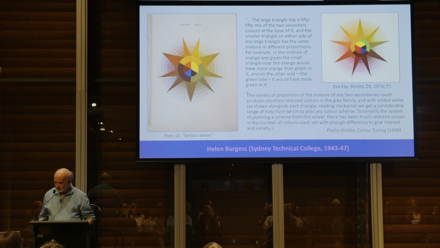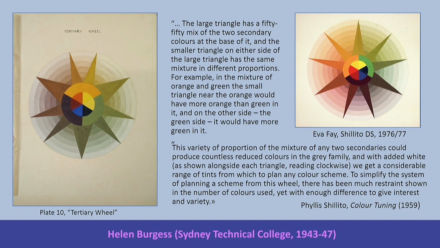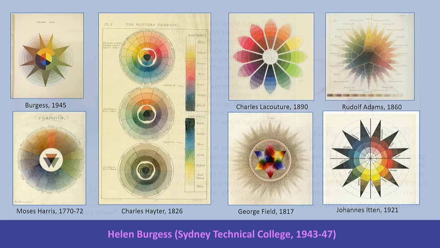The other circle is what she called the tertiary wheel, and basically it's obtained by mixing the secondary colours, green, purple and orange, and so each of those bigger spikes is a 50-50 mix of those apparently, and then the smaller spikes are different proportions. So that's again quite a distinctive graphic that is there right through. You can see the version from Eva's portfolio many decades later, and it's without really convincing antecedents.